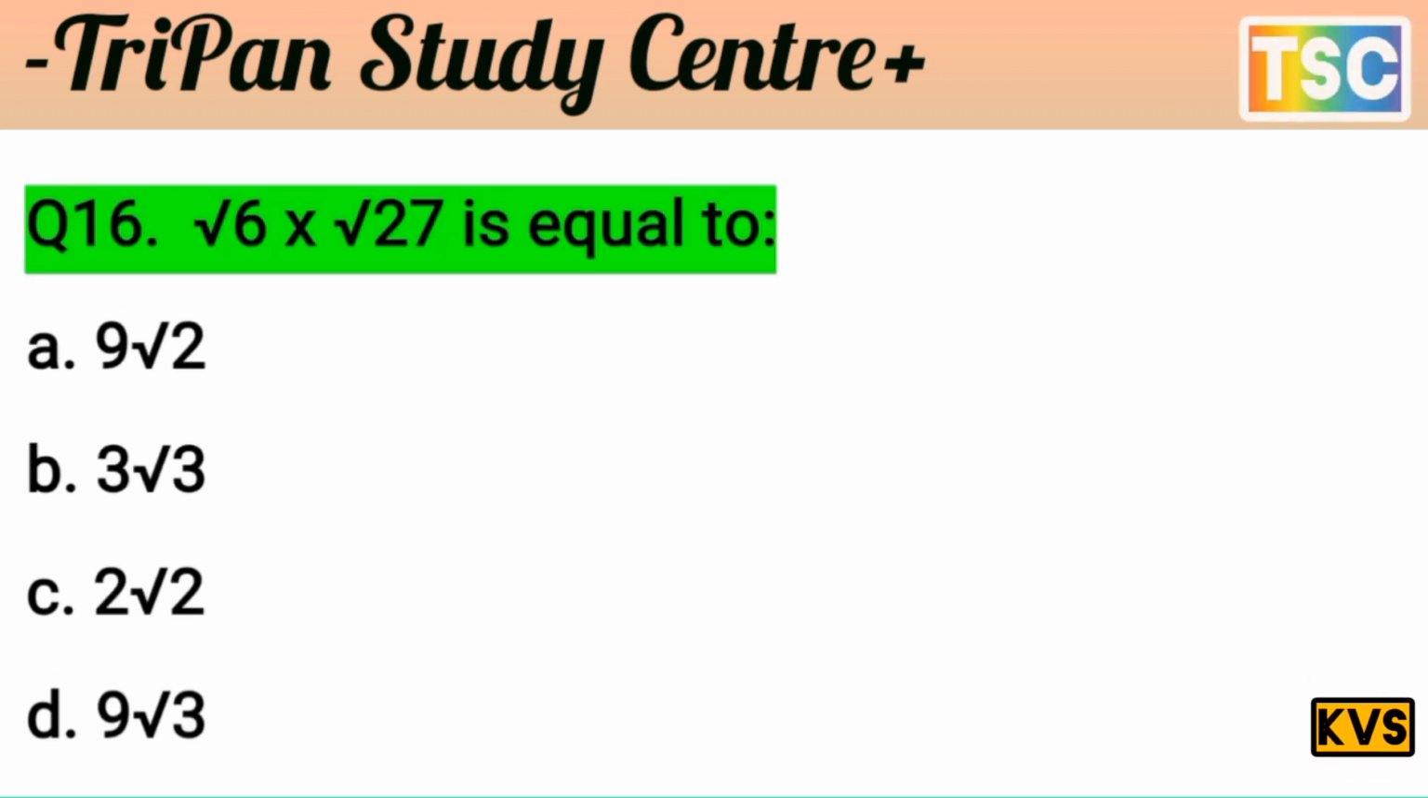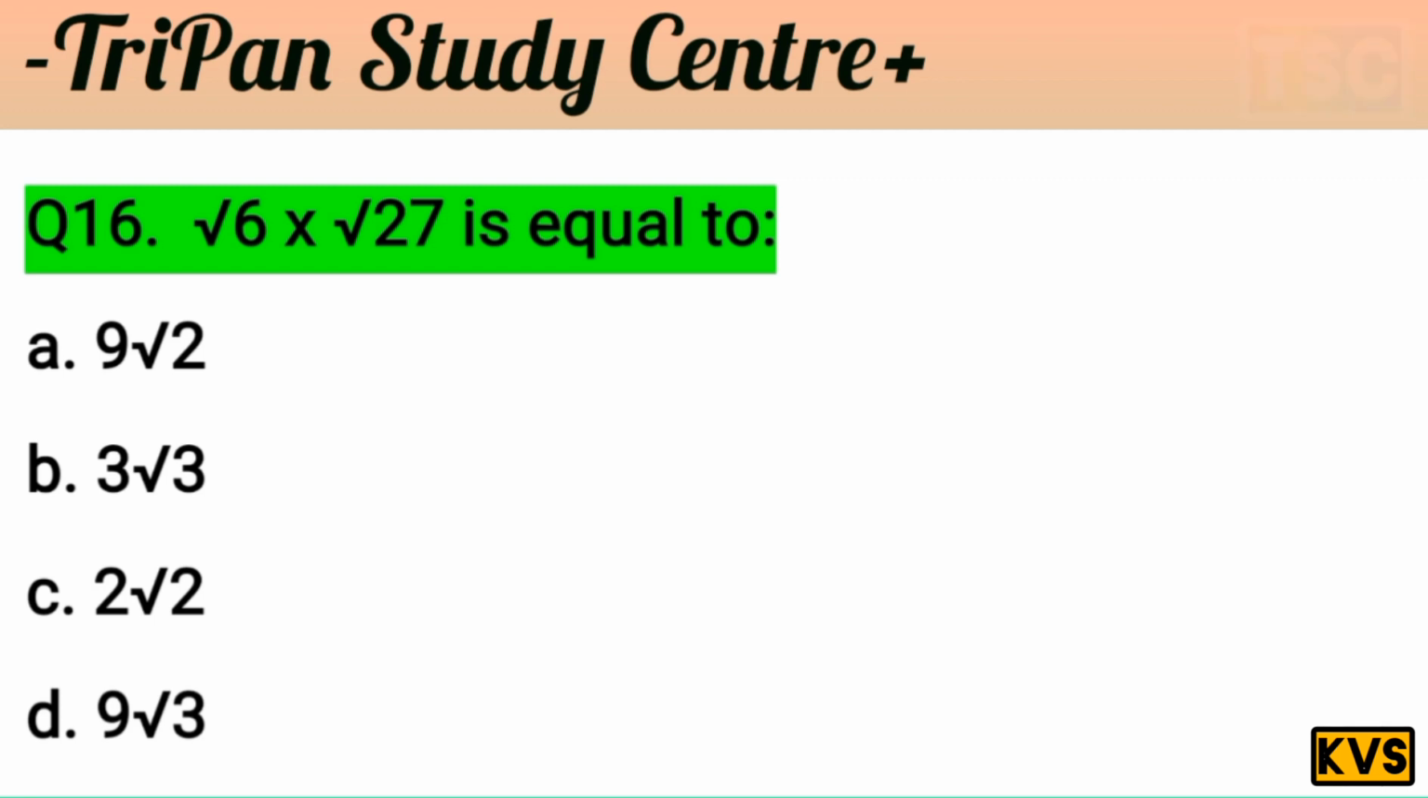The next question on your screen, an important question: square root of 6 into square root of 27 is equal to. The question is clear. This is a multiplication. Square root of 6 is 3 into 2, and 27 is 3 into 3 into 3. It means there is a pair of 3s. That's important, but first of all, check your knowledge.